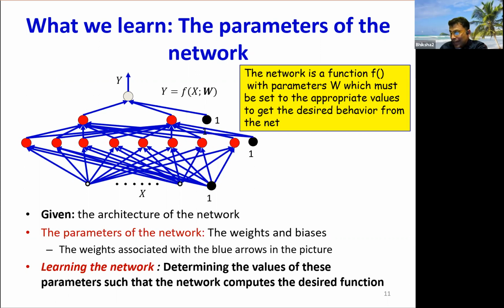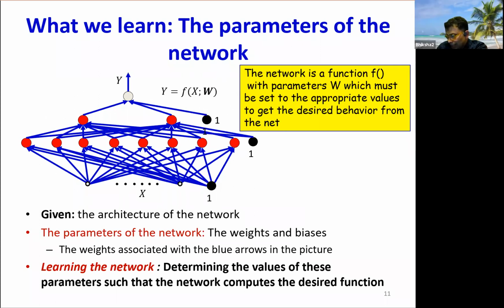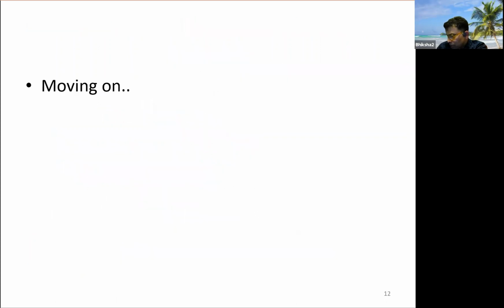So to model any specific function with a network, what we have to do now is to set these parameters, determine the w, such that when the network is composed with those weights, that network computes the specific function that we're interested in. So when we speak of learning the network, we are speaking of finding the weights and biases such that the network computes the desired function. Having set those basics in place, I'll pause for a few seconds for any questions and then I'll move on. Any questions?